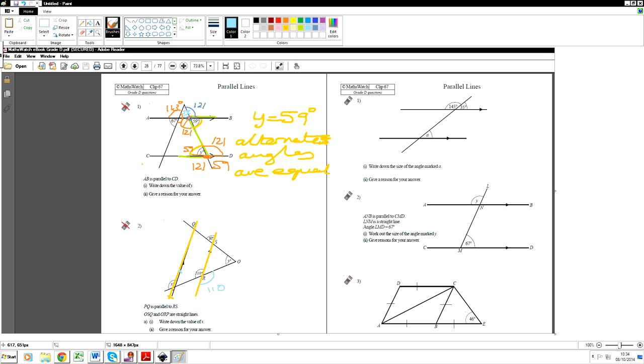If that's 110, what is this angle here? Angles at a point on a straight line add up to 180, so that will give you an answer of 70, because this one and that one must add up to 180. Now, if this is 110, then that's 70 over there. What else is 70? If that's 70 over here, then this one here is also 70, because vertically opposite angles are equal.